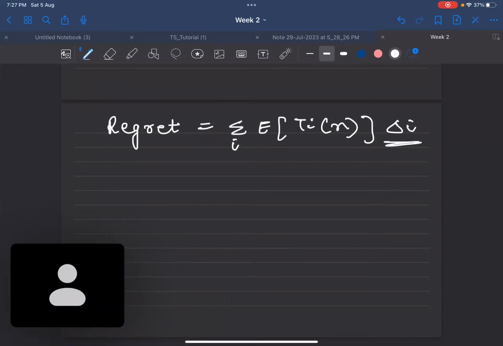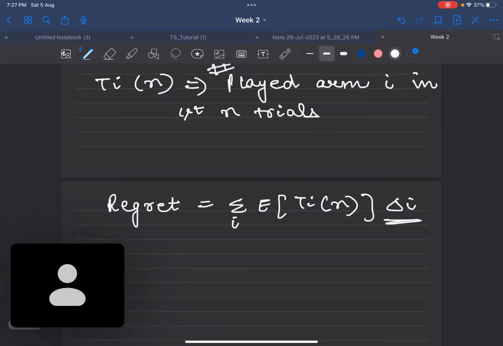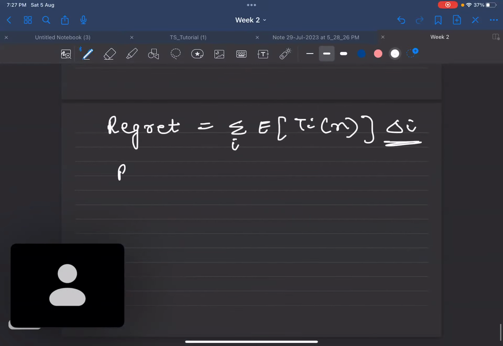T_I of n is how many times I have picked that arm I in n trials, the number of times, and the sum of it. Basically, it is the expected number of times I picked the arm I instead of A star. Can I say that as regret? Yes, ma'am. Now, regret is the sum over all arms, right? Yes, we have the summation over I.